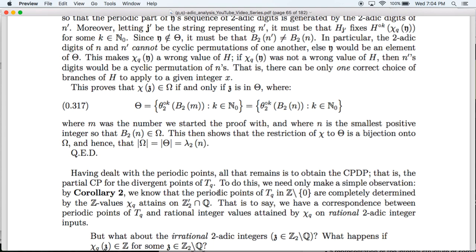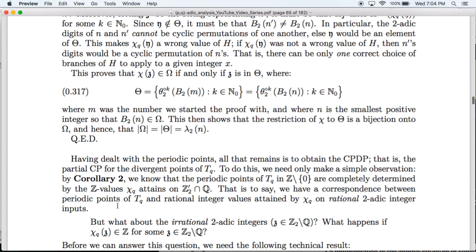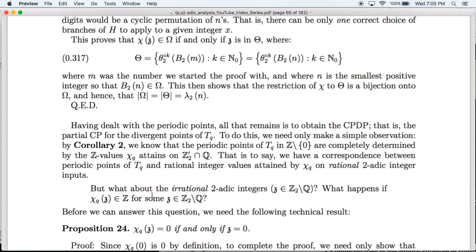So, we know that the periodic points of T_q in Z take away 0 are completely determined by the rational integer values that chi-q attains on rational 2-adic integers with infinitely many digits. So we have a correspondence between periodic points of T_q and, as I said, rational integer values attained by chi-q on rational 2-adic integer inputs. But what about irrational 2-adic integers? That is, integers z whose digits are not eventually periodic. What happens if chi-q of z is a rational integer for some irrational z?